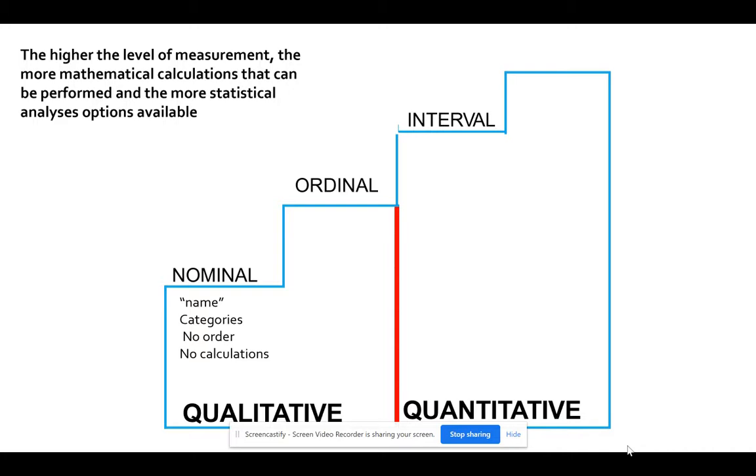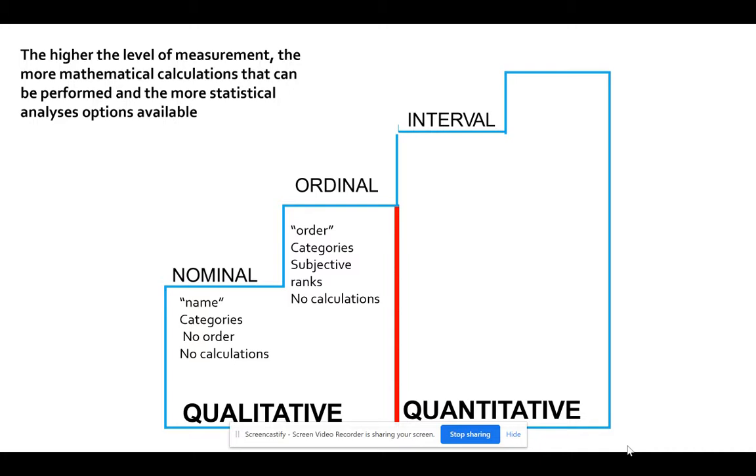Here again, this would be things like eye color. Having green eyes is not necessarily better than having blue eyes, so it's just categories. Being left-handed or right-handed would not make a difference. There's no sense of order. It's just a label. The second level is ordinal.